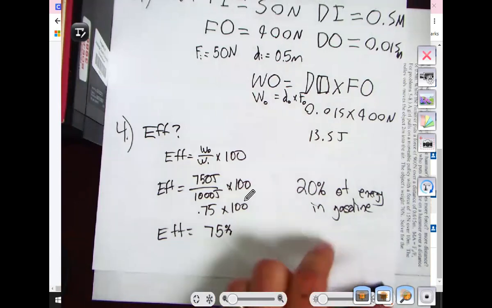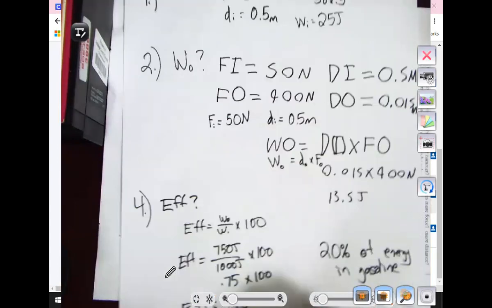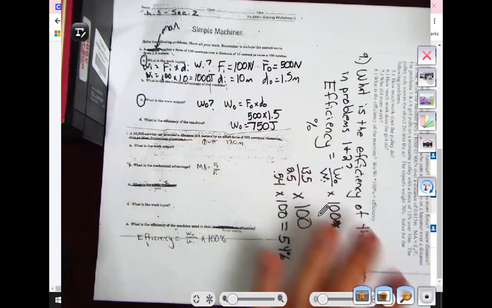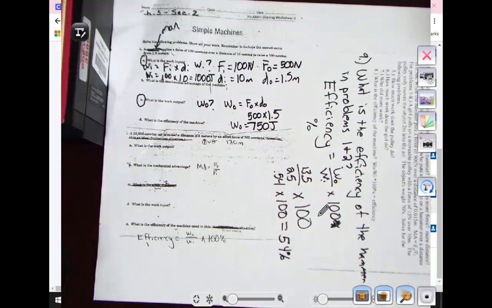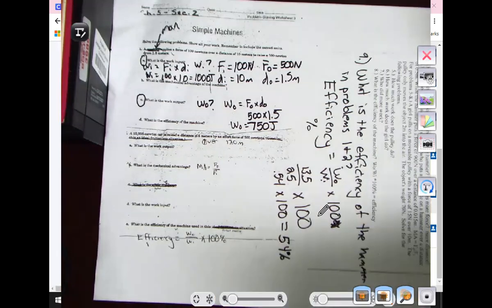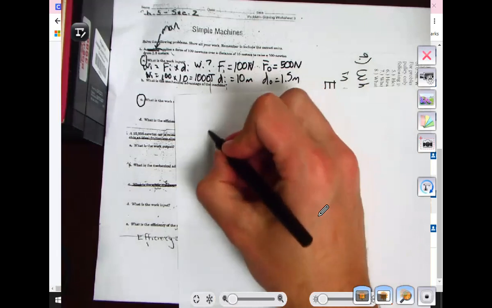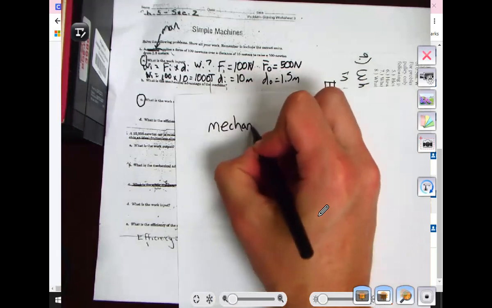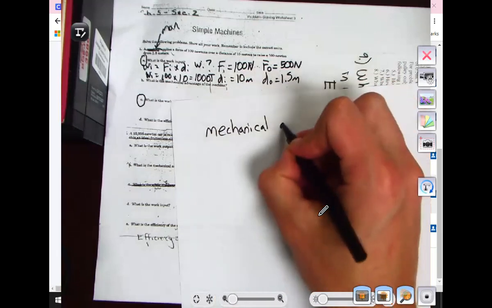All right, one last thing we need to do is this one problem on mechanical advantage. You need to write what mechanical advantage is. Mechanical advantage.